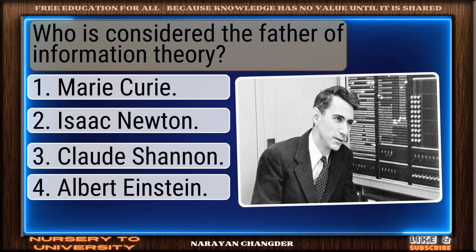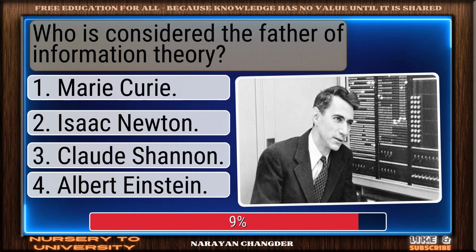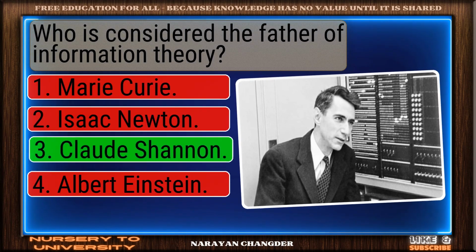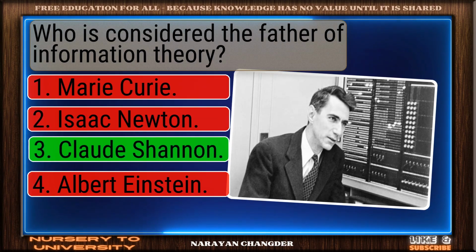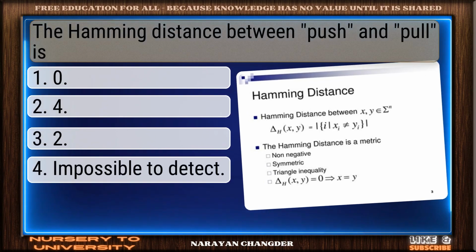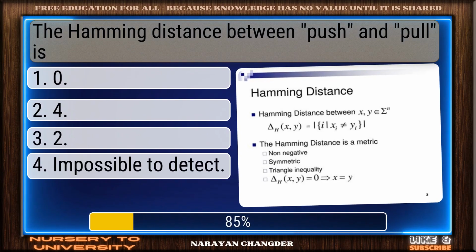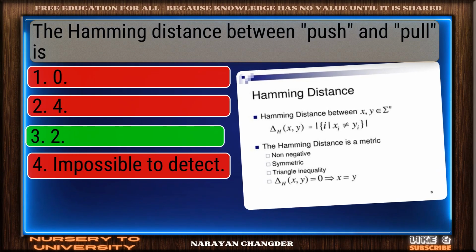Who is considered the father of information theory? You chose Claude Shannon, and it is correct. The Hamming distance between push and pull is... Bravo, 2 is the answer.